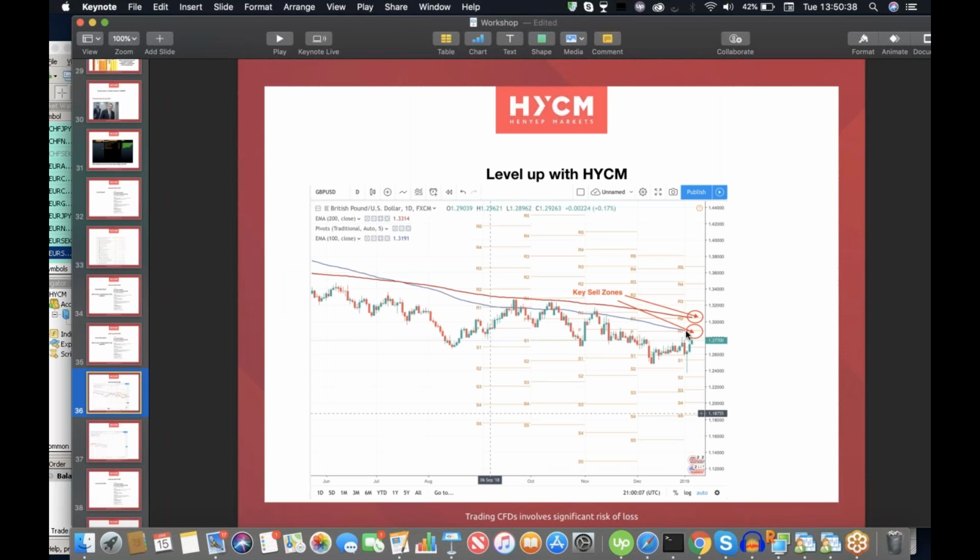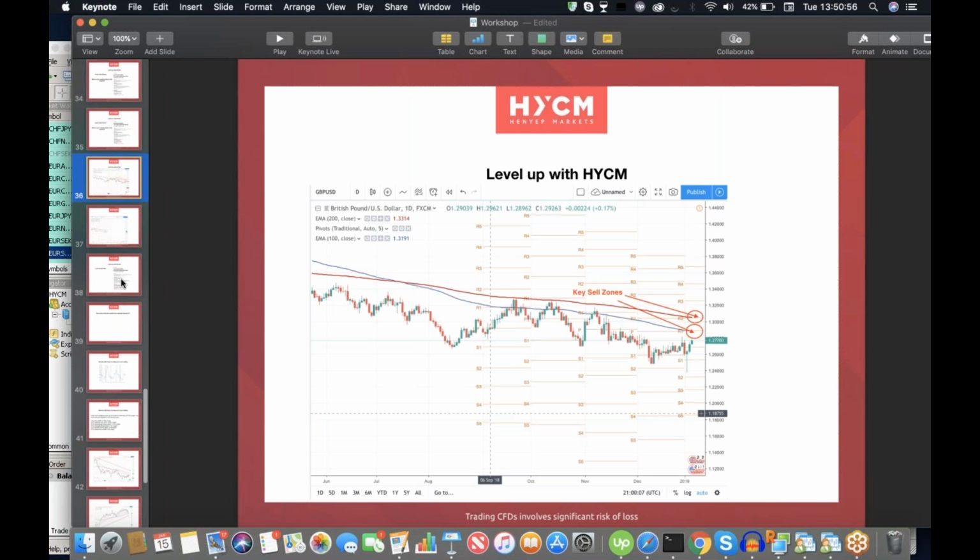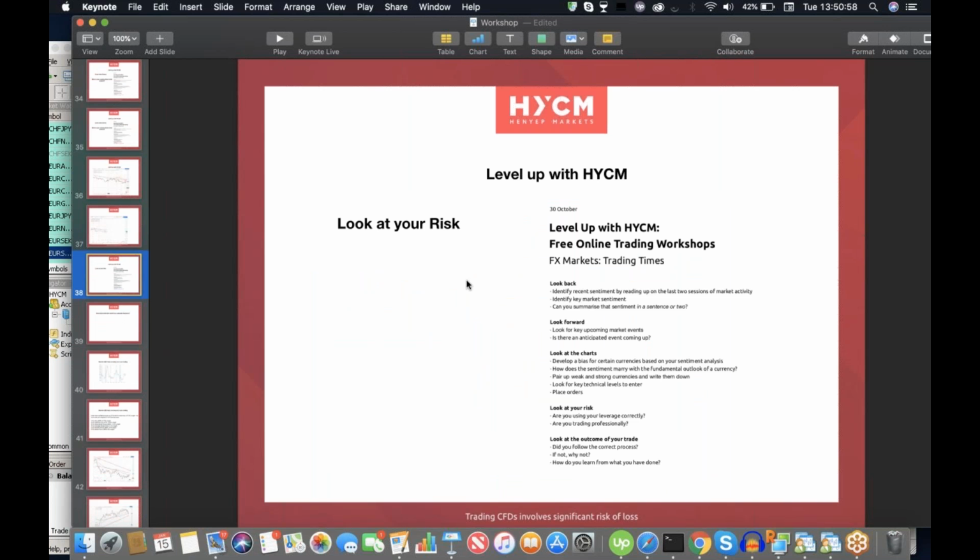Just again to flag two key zones. There's resistance zone 1, resistance zone 2 that corresponds to the 100 and 200 exponential moving average. We're in that kind of zone now, and then there's the 200 exponential moving average just above. Just places to define and limit risk and targets. Just worth recognizing those. And then looking at your risk.